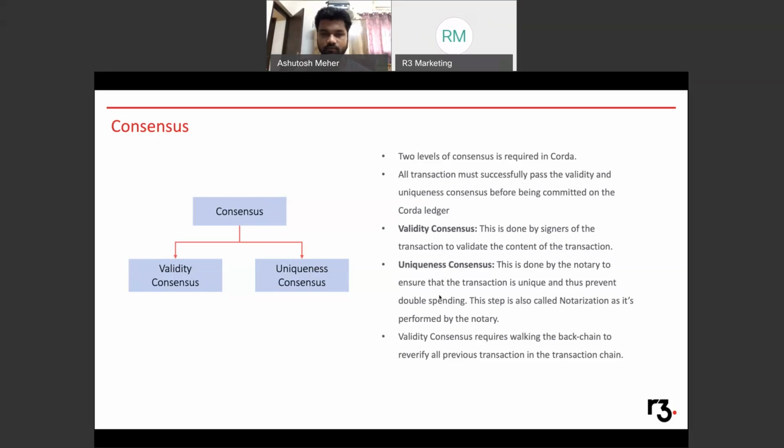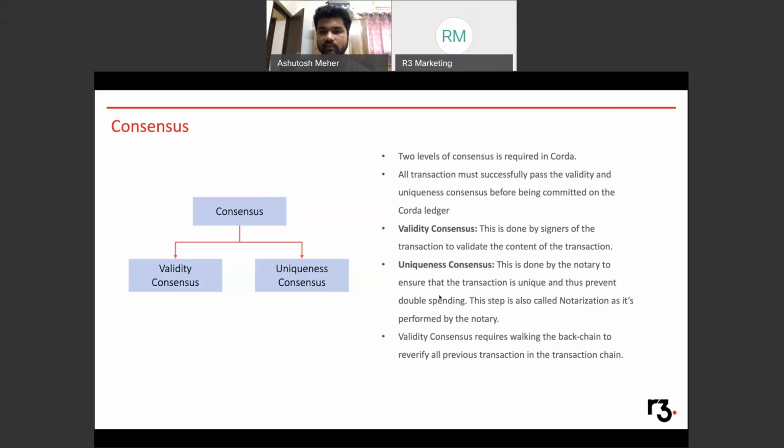So what is validity, first of all? Validity consensus is about looking at the content of the transaction and verifying whether whatever the transaction is trying to achieve is actually right or not. And who takes care of this? It's the responsibility of each and every participant, or the signing participants, of the transaction to validate that the transaction is correct as per the business rules. The business rules are written in something called a contract, which we will come to later on.